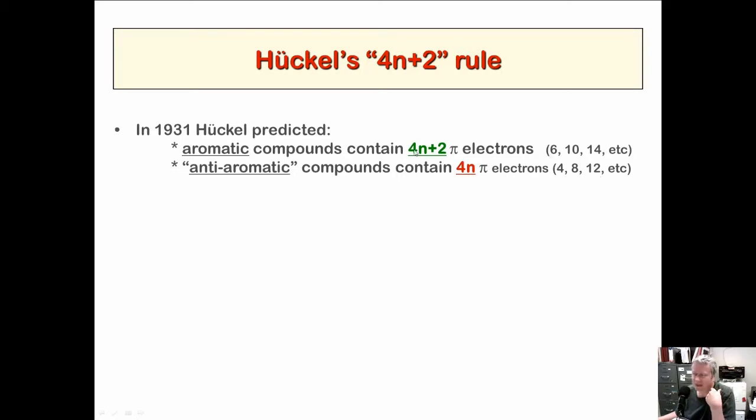Does that make sense? The difference between 4N plus 2, where N is an integer, 1, 2, 3, 4, 5, right? Or 0. N could be 0. That would mean it'd have two pi electrons. We'll see that. Or for anti-aromatic, it would be 4, 8, 12, etc. Okay? Hopefully that makes sense.